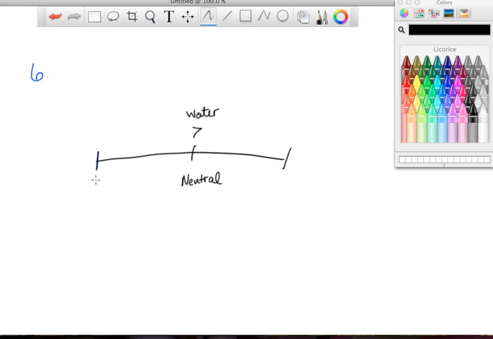If it's 0 or approaching 0, it's acidic. If it's 14, it's basic. So 7 to 14 is going to be basic, 7 to 0 is going to be acidic, and we want our water to be right here at 7. However, our town water is going to be a little bit basic because it has chlorine in it, and we want to keep that chlorine in there in order to prevent bacteria from growing and making us sick.